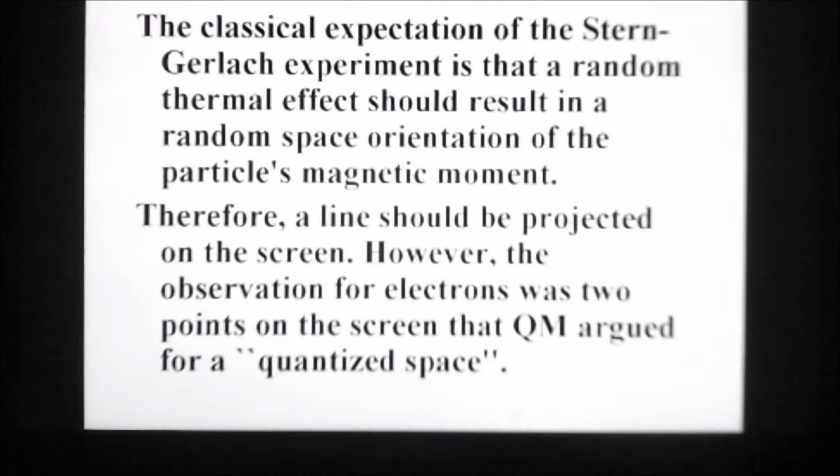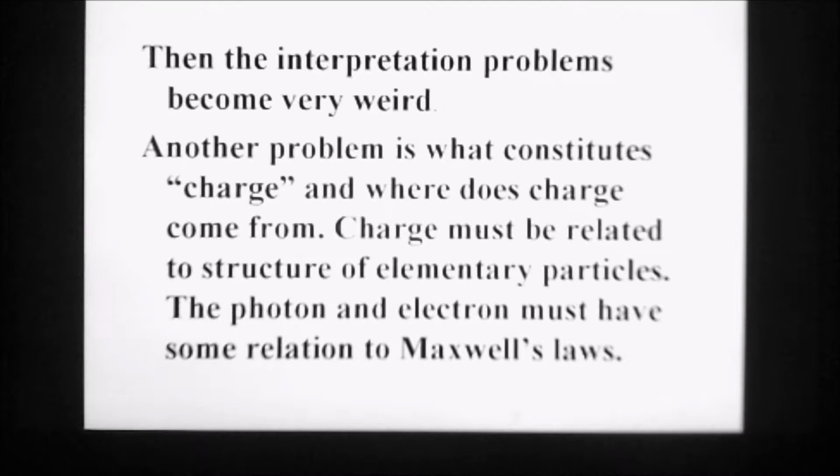The classical expectation of the Stern-Gerlach experiment is that a random thermal effect should result in a random space orientation of the particle's magnetic moment. You will note there's an assumption here that the particle really can spin in its movements. Therefore, a line should be projected on a screen. However, the observation for electrons has 2 points on the screen, which Hume argued for a quantized space. Then the interpretation problems become weird.